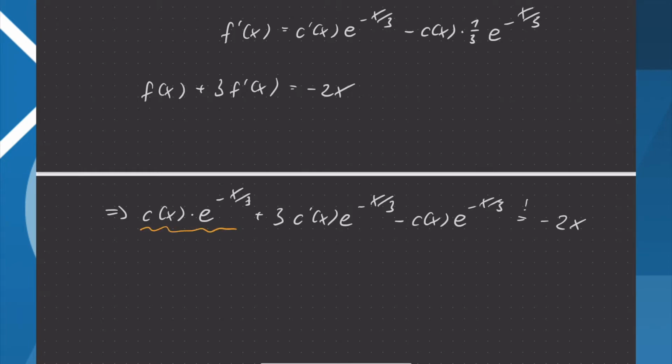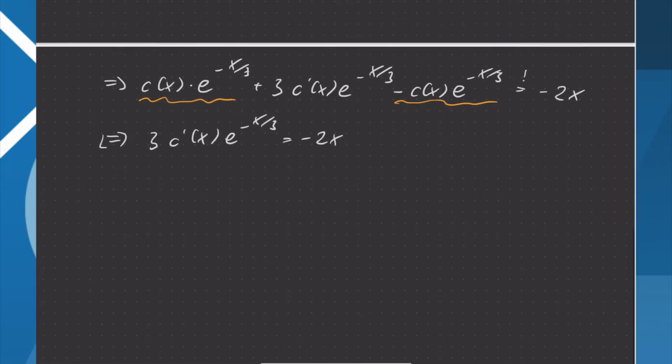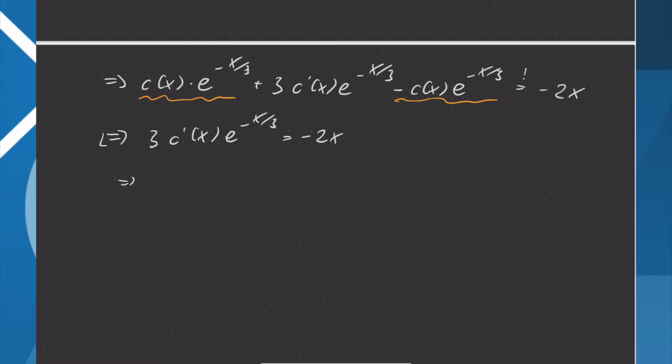Now this part here, and this part here, those cancel out. So we are left with 3c prime of x e to the minus x over 3 equals minus 2x. And that means c prime of x equals minus 2 over 3 x times e to the x over 3. So we're going to need to solve that.